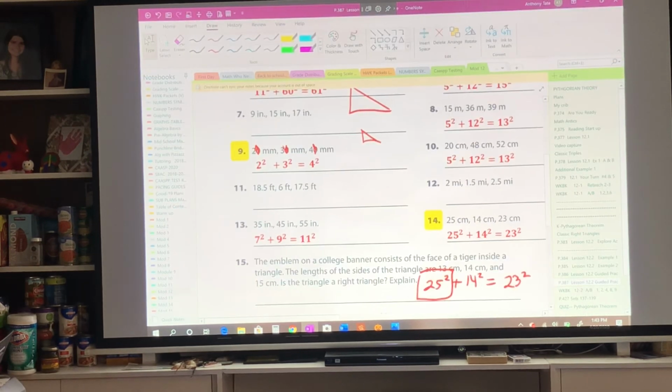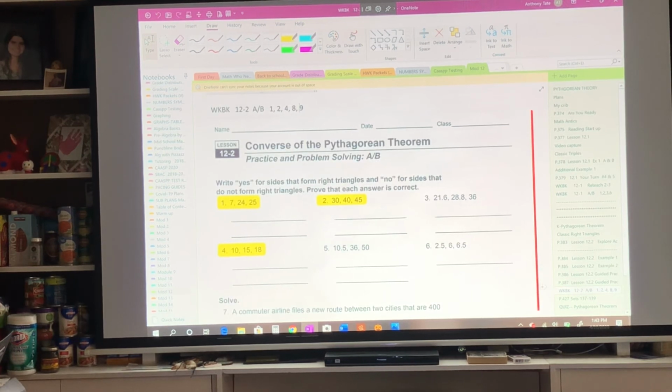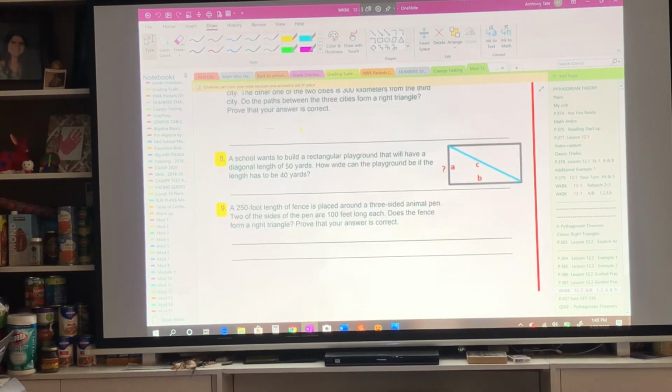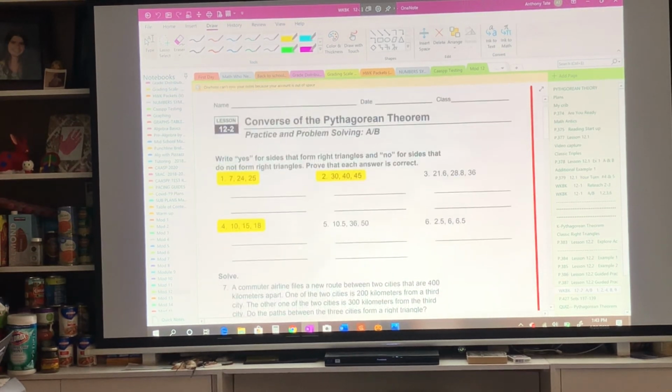Okay, I'm trying to keep this a manageable number of minutes. So let's go to the workbook. We're doing 1, 2, 4, 8, and 9. They want you to write yes for sides that form a right triangle and no for sides that do not form a right triangle. Prove that the answer is correct. Do the math. 7 squared plus 24 squared equals 25 squared. Solve it and see if the left side equals the right side. If it is, yes. If it's not, no.